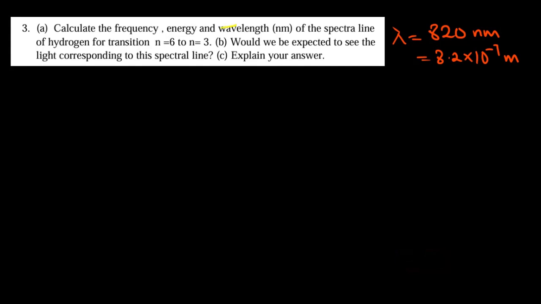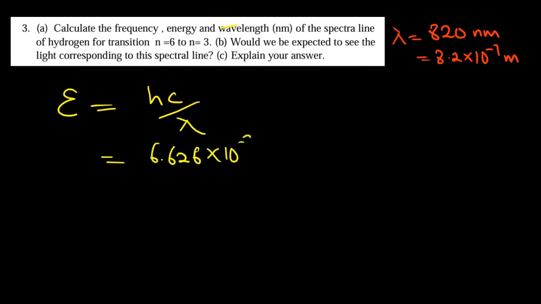So we've calculated the wavelength. Let us now calculate the energy. So we know that the energy is just equal to Planck's constant multiplied by speed of light divided by lambda. So Planck's constant is this times 10 to the power minus 34.